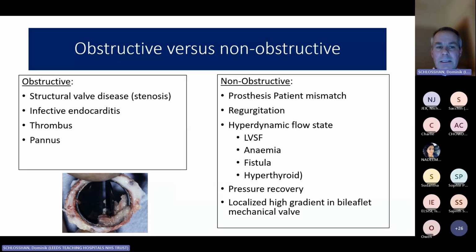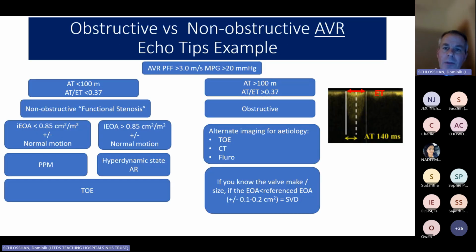If you have a high gradient, that's always the key question. If you have a high gradient on your echo, what does it mean? Is it that the valve is working fine, but it's just too small a valve? Or is it that the valve is working fine and there's a hyperdynamic state for whatever reason? Or is it actually truly dysfunctional, either due to wear and tear or due to thrombus or endocarditis? That's always the key question. Or it's working absolutely fine, it's not stenosed, it's a good size, and the gradient is caused because there's additional volume, i.e. due to regurgitation.